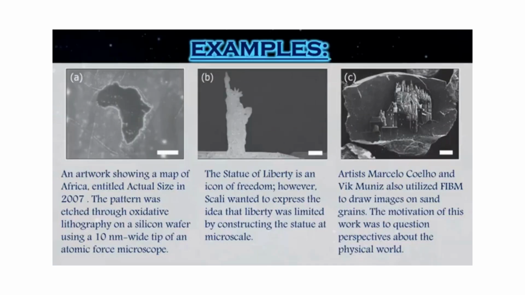These are a few examples. The first one is the map of Africa. This pattern was etched through oxidative lithography on a silicon wafer using a 10 nanometer wide tip of an atomic force microscope. The second figure shows the Statue of Liberty, while the third one shows a sand castle made from sand grains.